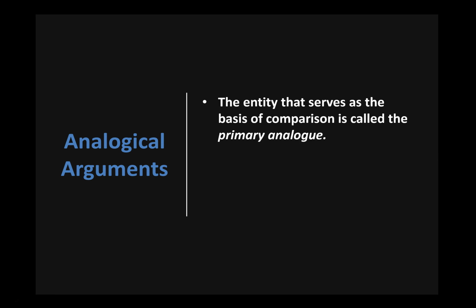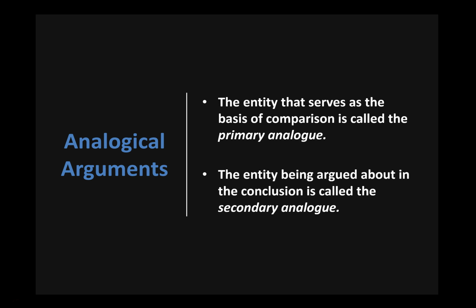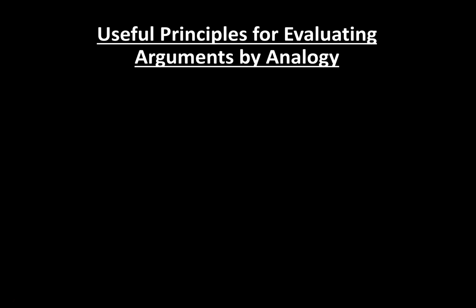So the entity or the thing that serves as your basis of comparison is called the primary analog, right? That's the thing that you know the most about when you begin your argument. It's your basis of comparison. And the entity or thing or process being argued about in the conclusion is called the secondary analog. That's the thing that you're trying to draw a conclusion about. So these are best illustrated through example, which we're going to do in just a moment. But before I do that, let's talk about some useful principles for evaluating arguments by analogy.